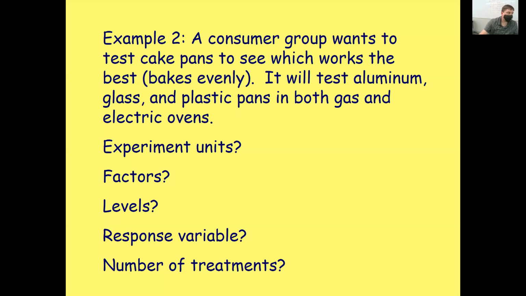All right, let's do these. So number 1, what did you guys get for the experimental units? What is the victim here? What is getting the treatments? The cake batter, right? Or the cake or whatever, right? Because that's what's going to be getting treatments. It's going to get a different pan. It's going to get a different oven. So your cake batter is your victim. That makes sense? Questions?